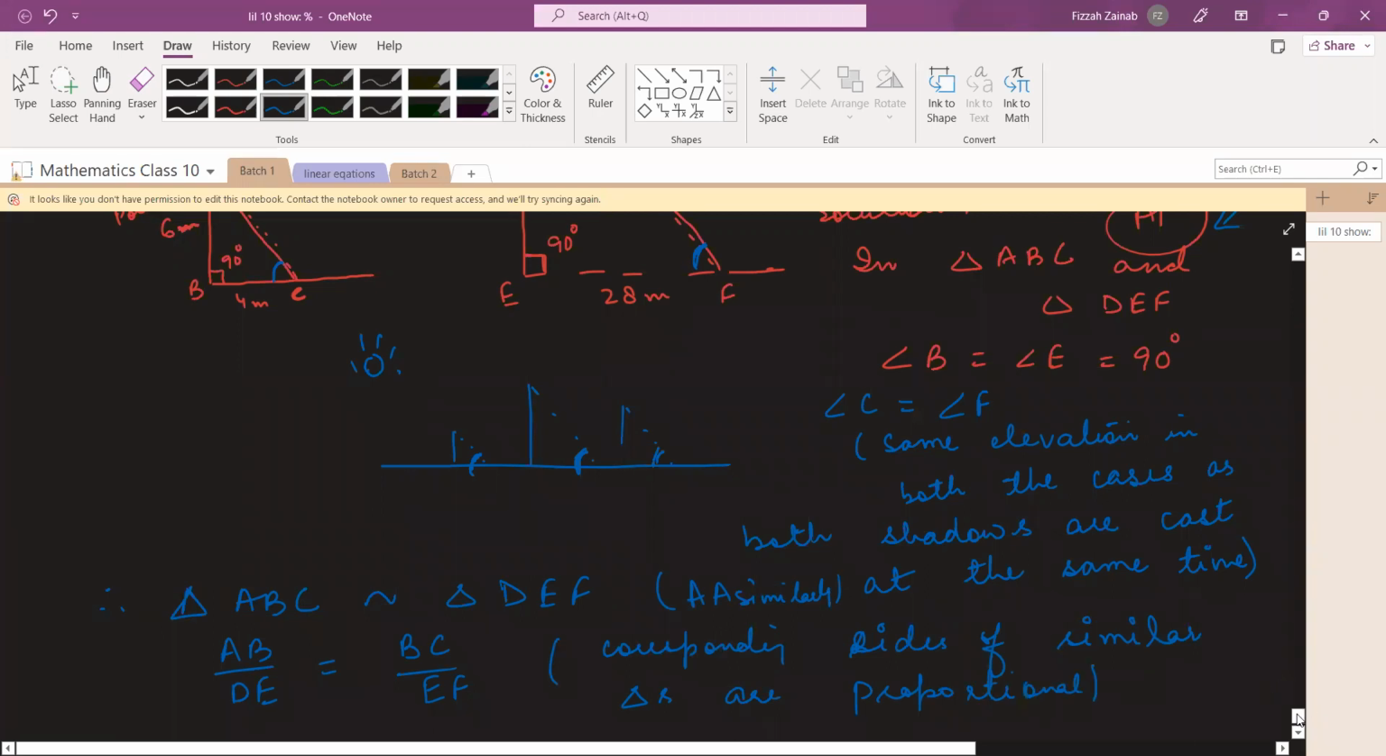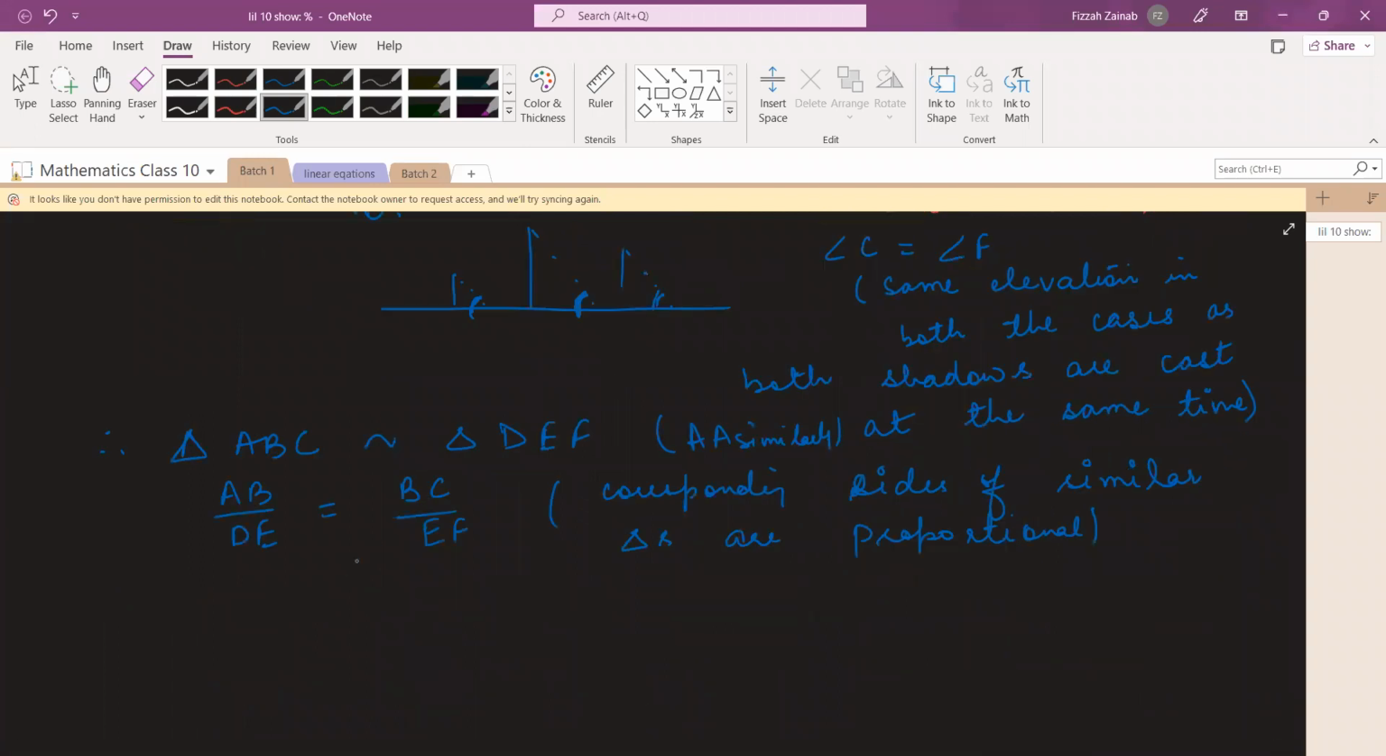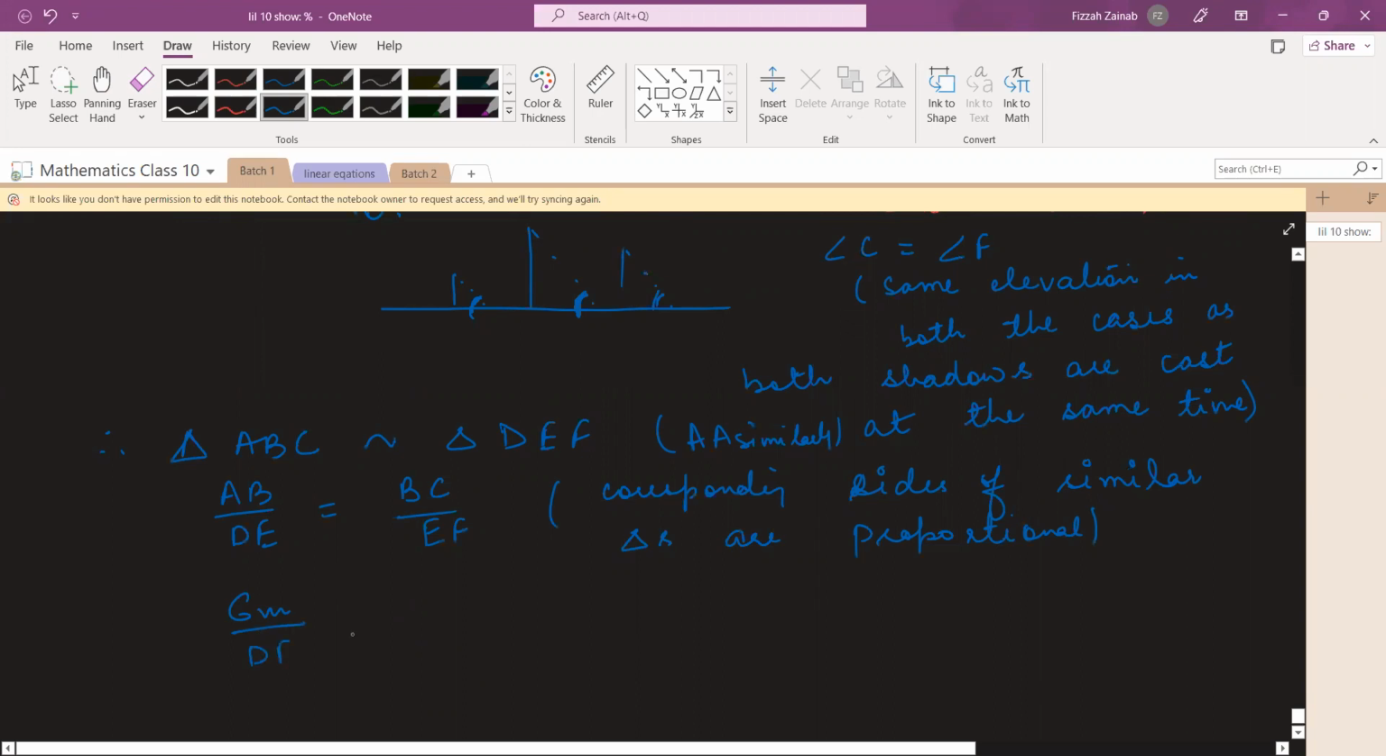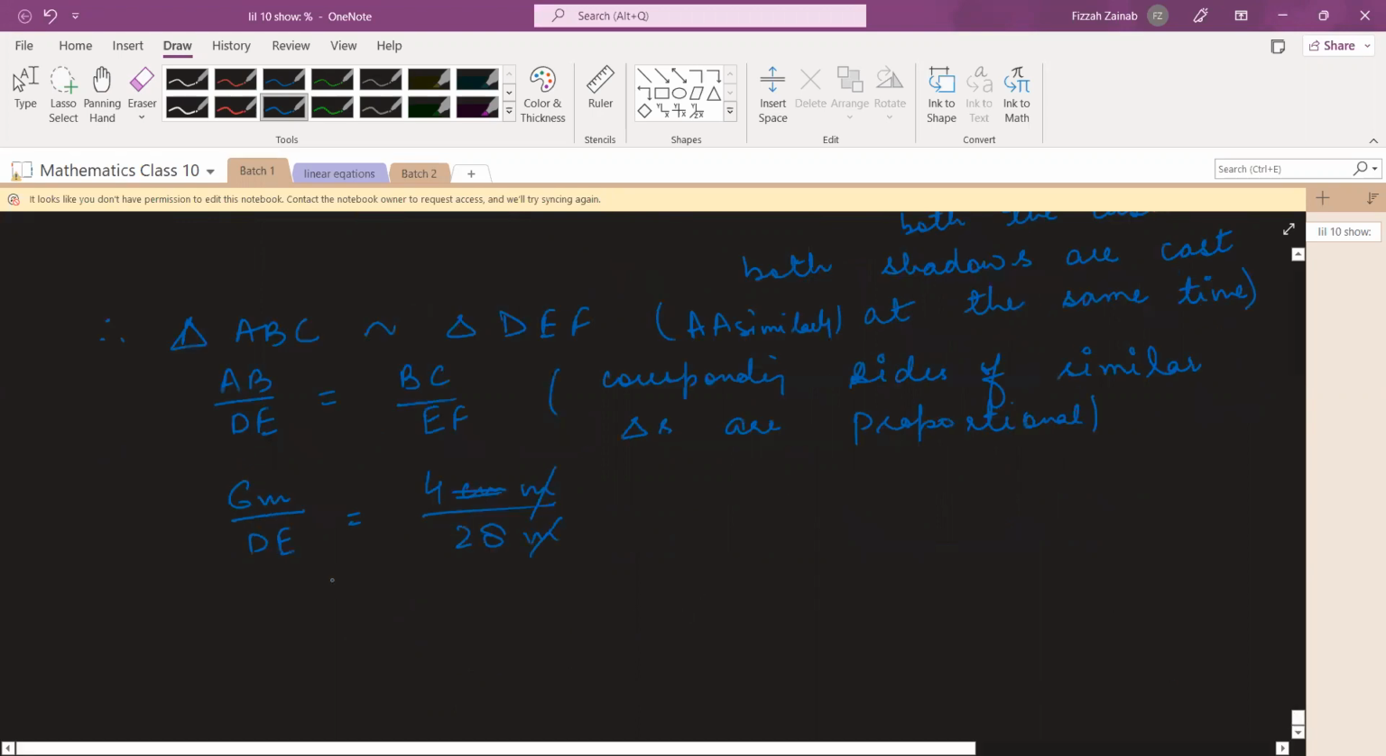Now some values are already given. AB length is 6 meter. DE you have to find. Now BC is 4 meter, and EF is 28 meter. So the meter cancels out. If you do cross multiplication, you will get 28 into 6 meter is equal to 4 into DE. Now you bring this 4 to the denominator, so 28 into 6 meter divided by 4 is equal to DE.